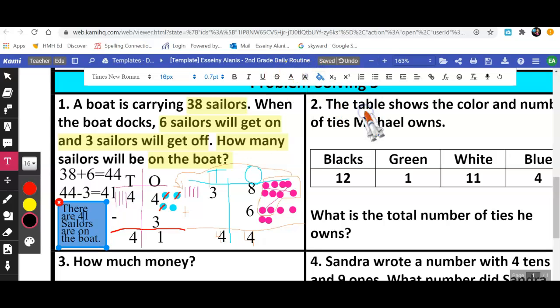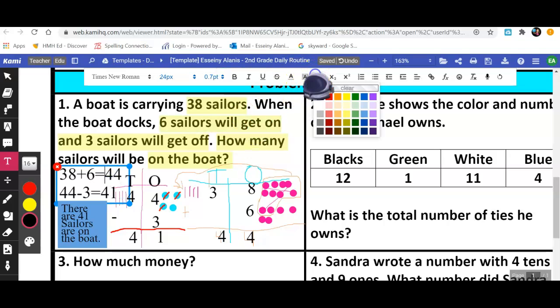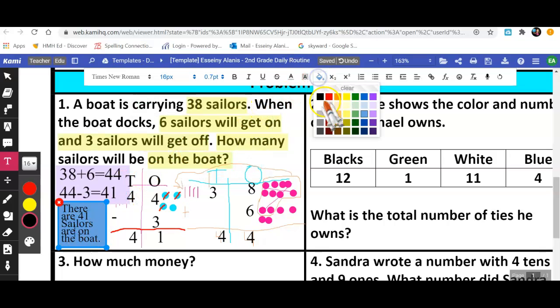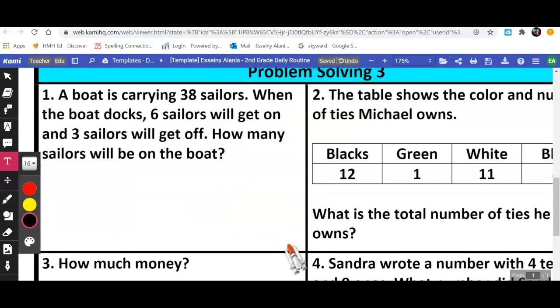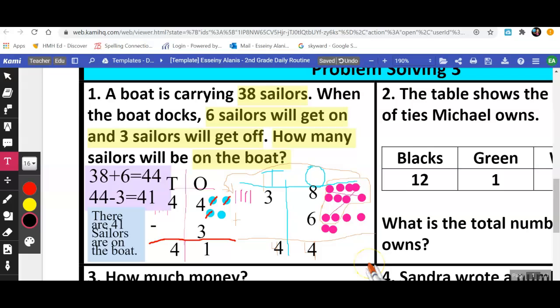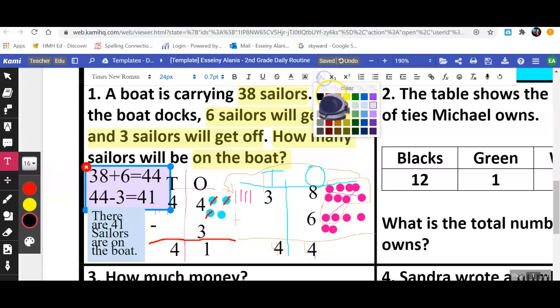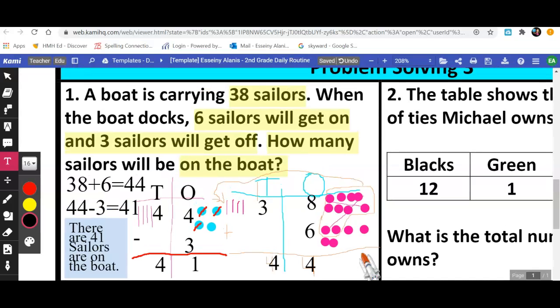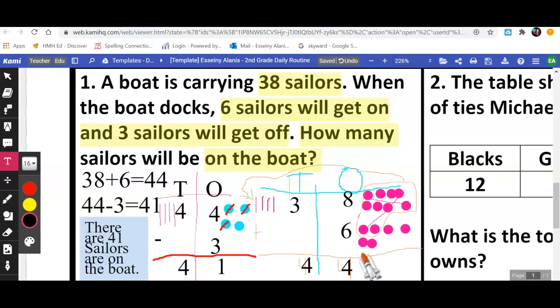I'm going to fill it in so we can see that better. Okay, so that's how we show our work. There are 41 sailors on the boat. And that is how we show our work. This is the first step, and this is the second step. That's why it's called multi-step word problems.